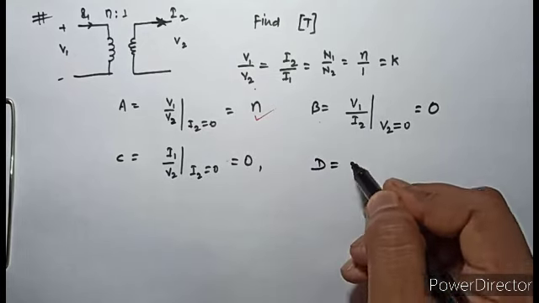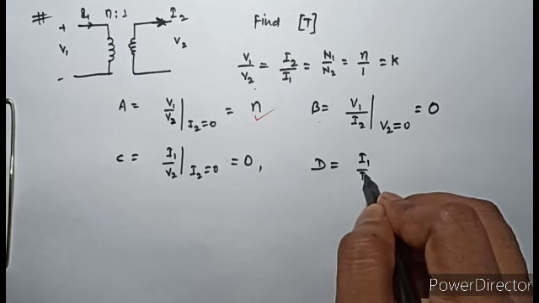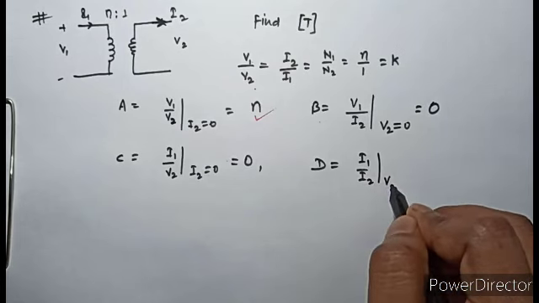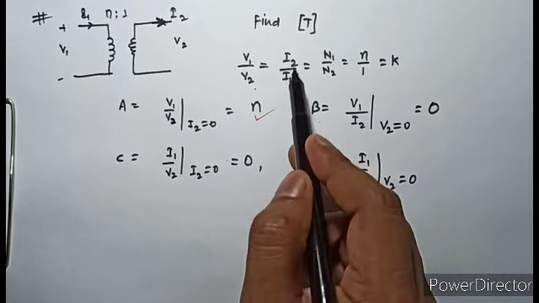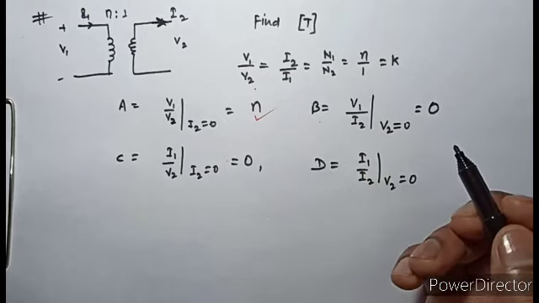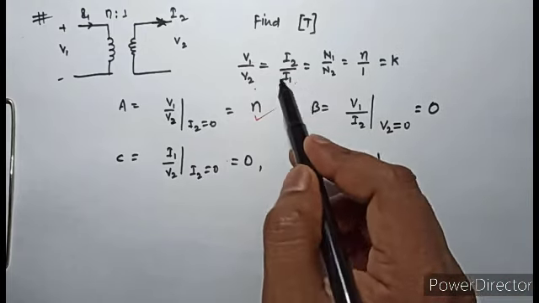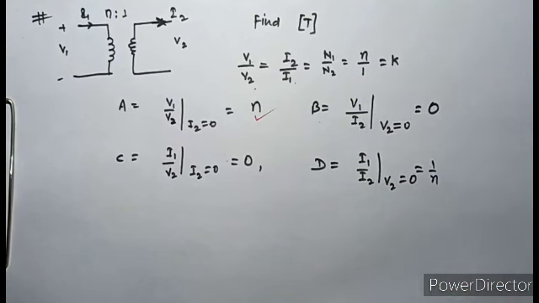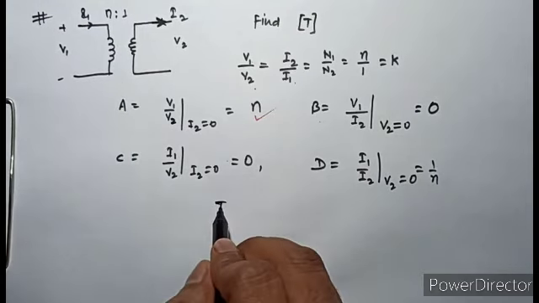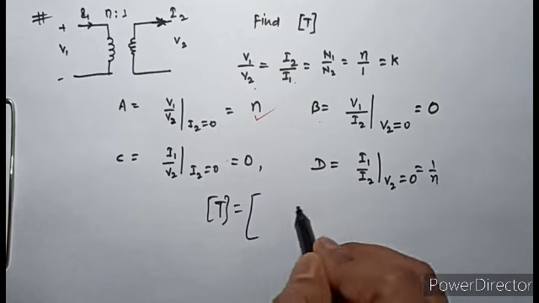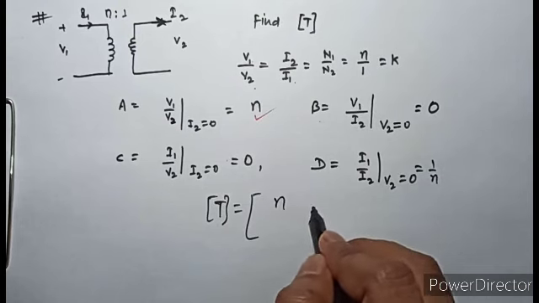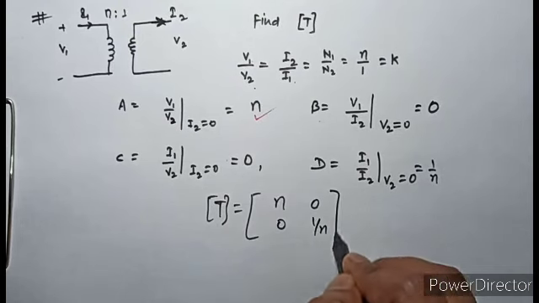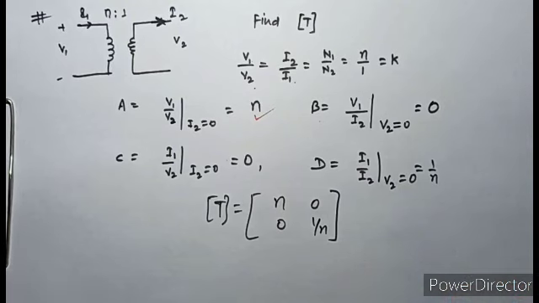And our D parameter, which is I1 by I2 when V2 is equal to 0: I2 by I1 is n, so I1 by I2 will become 1 by n. So this is our T parameter for this network. Our T parameter will become n, 0, 0, 1 by n. These are basically the standard forms or standard networks which will be asked frequently.